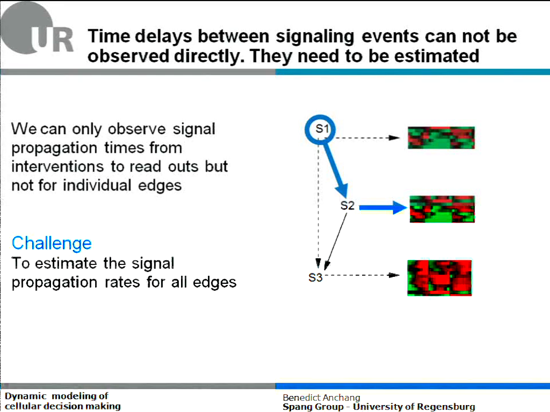Since we can only observe signal propagation times from, let's say, an intervention S1 to some target readouts on a microarray, for example, we want to estimate the signal propagation rate from S1 to S2. In general, given a certain hierarchy of signaling steps, we would like to estimate all the signal propagation rates on all the edges, given interventional data. However, in order to do this, you need to know which target genes are being controlled by which signaling genes. And dynamic nested effect models try to solve this problem.